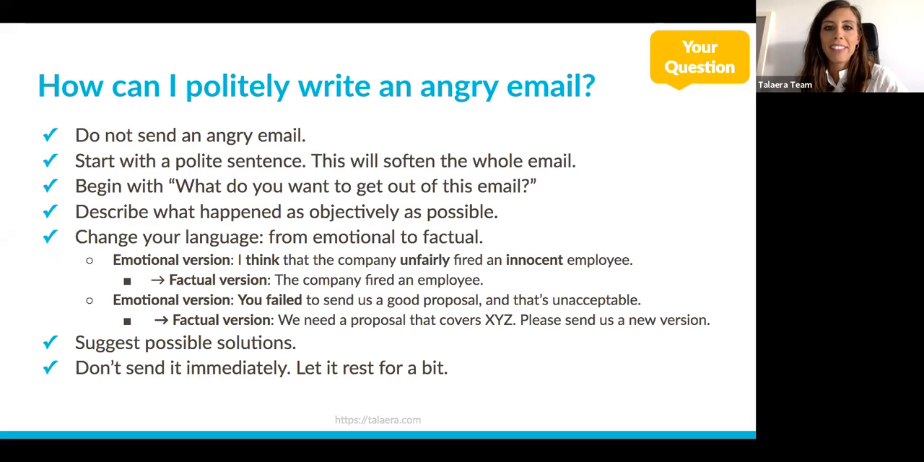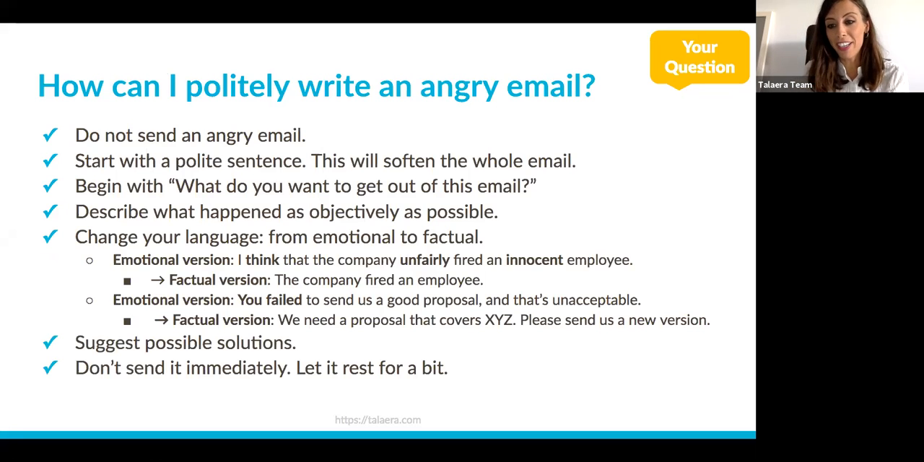How can I politely write an angry email? First, do not send an angry email. And if you do have to send an angry email, start with a polite sentence, and this will soften the whole thing. I'm going to go back to the first one. Do not send an angry email.